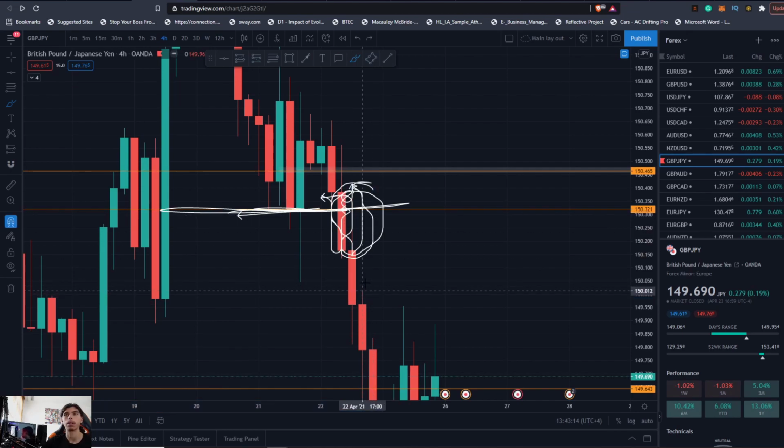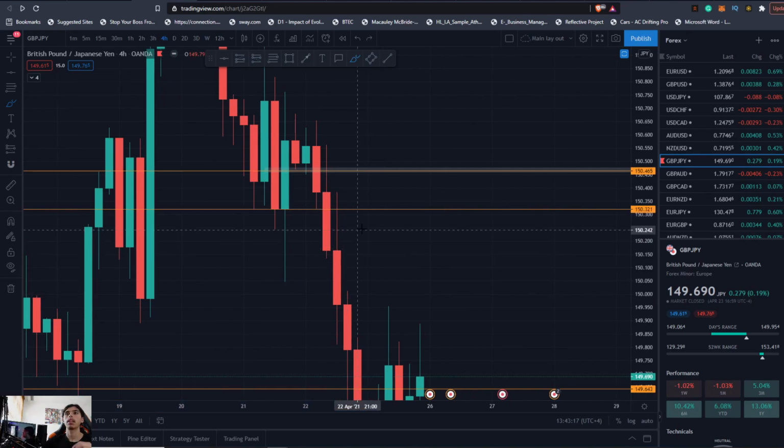Now this is where you have to jump onto the lower time frames to find your optimal entries, which I do cover in the video that I mentioned in the beginning of this video. So let's see how a key support level would work on a lower time frame.